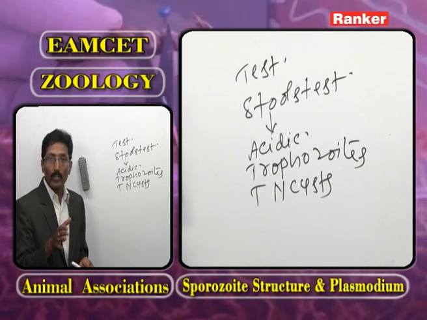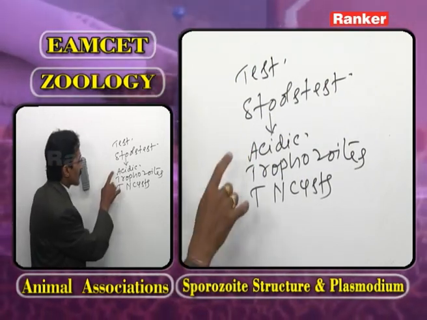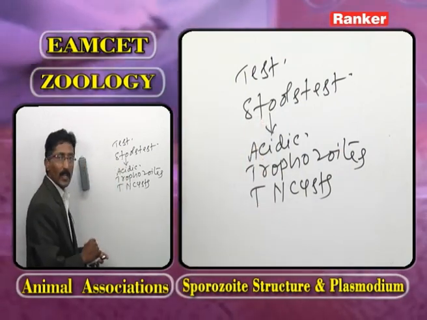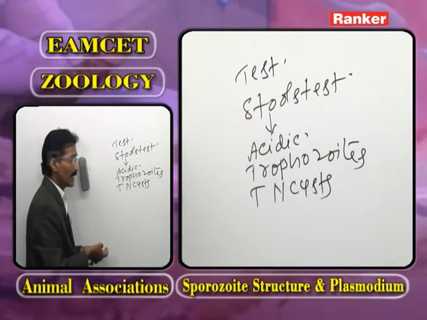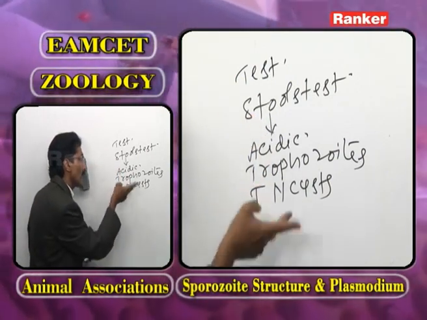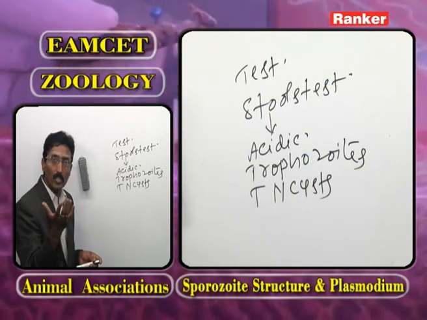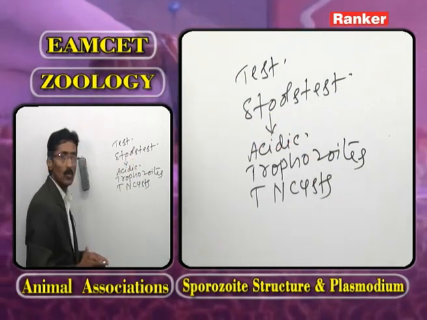Now, how can we diagnose the disease? Based on observing the acidic nature of fecal matter, the presence of trophozoites in the fecal matter, and the presence of tetranucleated cyst in the fecal matter. What type of test is conducted to identify the Entamoeba histolytica? That is the stool test.